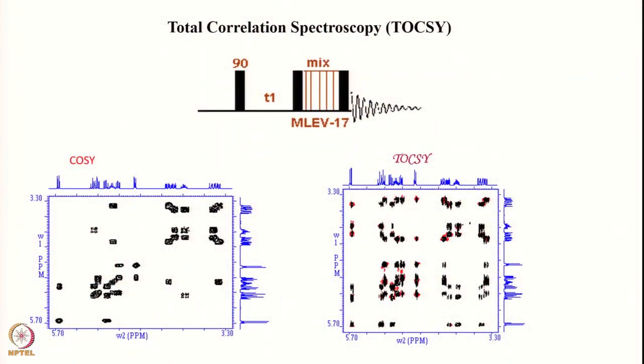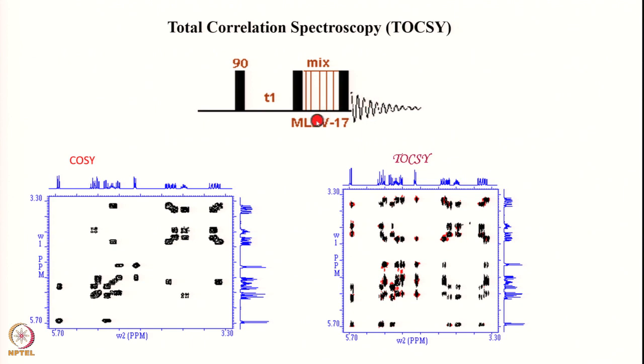Okay. Now the next experiment which I want to explain to you is called total correlation spectroscopy. This is actually quite a significant advance, because it will completely eliminate the plus-minus character in the cross peaks. This is the COSY here. Now for TOCSY, let us explain the pulse sequence a little bit here. You have the 90 degree pulse, you have the t1 evolution period, and the mixing now is not one pulse but a series of pulses.